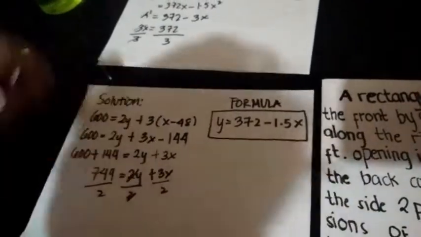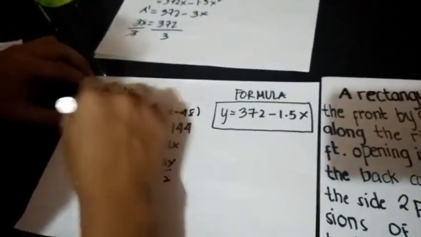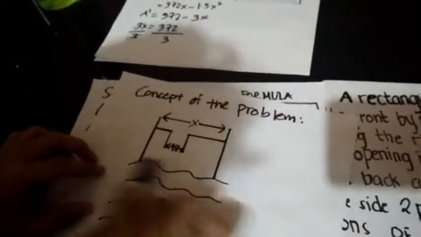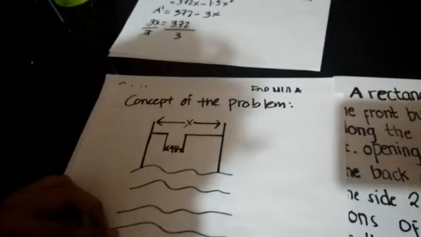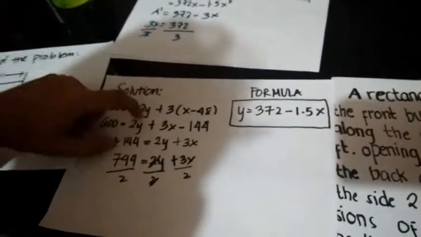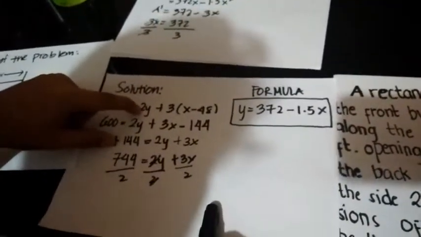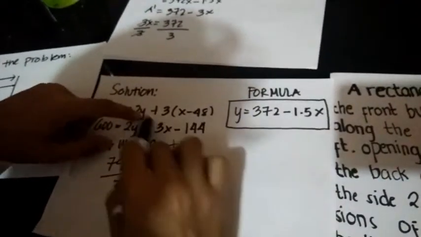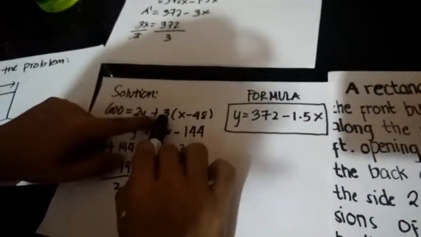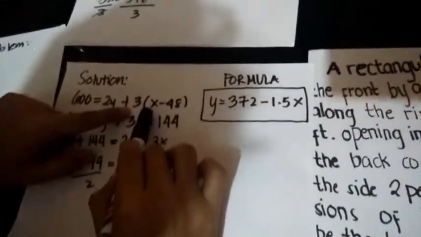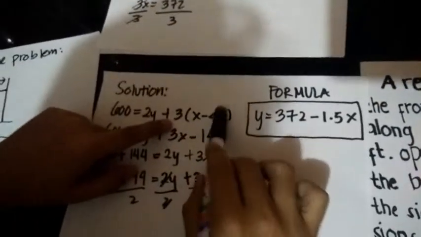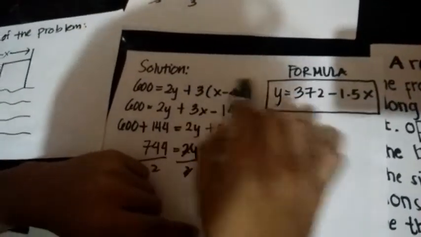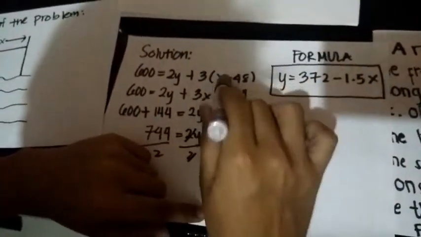This would be the solution. 600 means that this is the total cost of the fencing. 2y means 2 pesos per foot, plus 3 multiplied by x minus 48. Then this would be for the x.